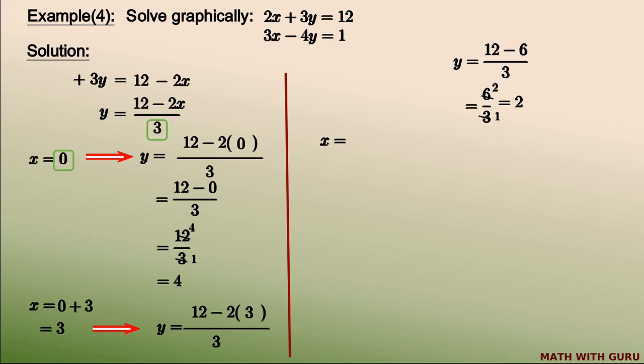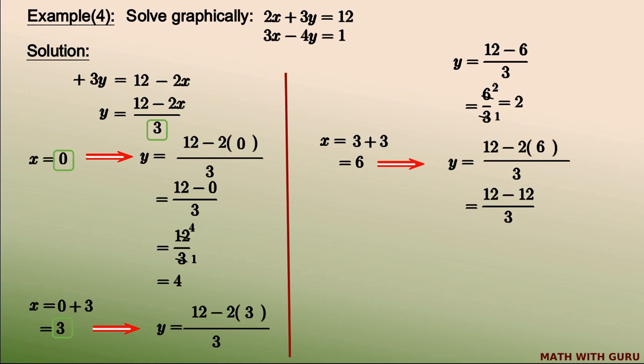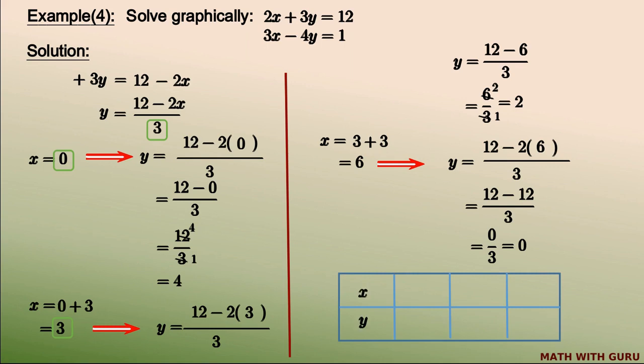Now, the next value of x: the previous value of x was 3 and the denominator 3. Add these two together, 3 plus 3 equals 6. Y equals (12 minus 2 into 6) divided by 3. Y equals (12 minus 12) divided by 3. 0 over 3 is 0. Let us make a table. If x equals 0, y equals 4. For x equals 3, y equals 2. For x equals 6, y equals 0.